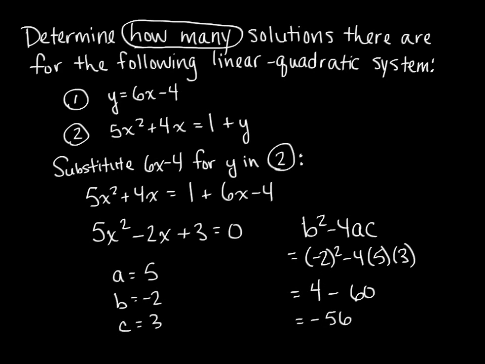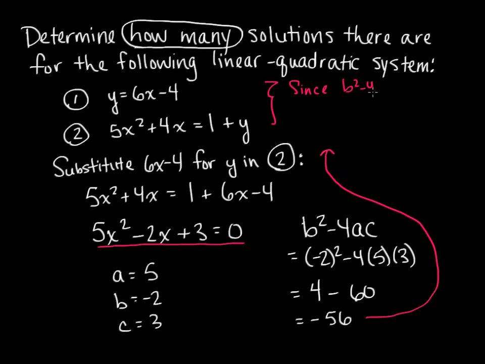Okay. Since the discriminant is a negative value, that tells us that there are no solutions to this linear quadratic system. Okay? So because there are no solutions to this quadratic equation, and that happened after we did the substitution here, that means there's no solution to this linear quadratic system. So because of this discriminant being negative, since b squared minus 4ac is negative, there are no solutions for this linear quadratic system.